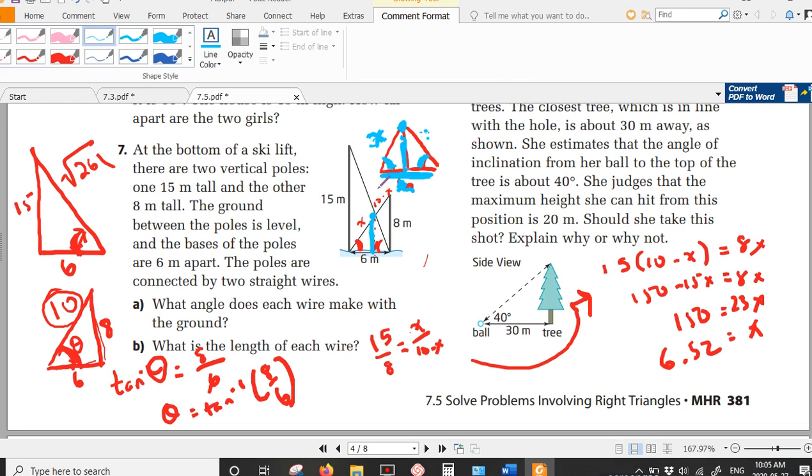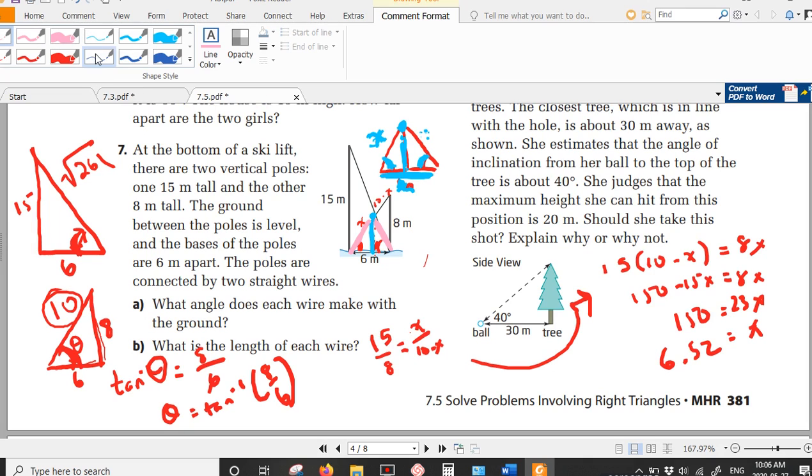Right. So we need to be able to find this side or this side. Now this is the tricky part. This question was very tricky. In order to find one of those two lengths, we need to realize that this triangle here and this triangle here are actually similar triangles.